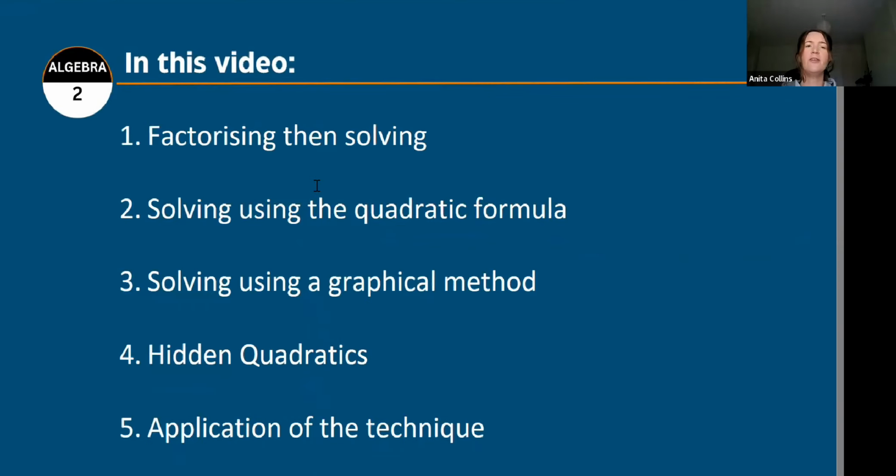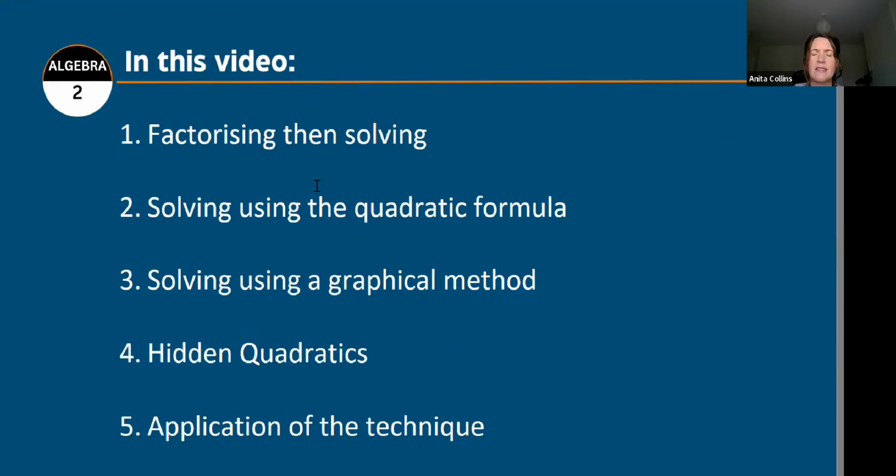So in this video, we're going to look first of all at factorizing and then solving. We're then going to look at using the quadratic formula, which is that minus b formula that you're definitely familiar with from junior cert, and students generally tend to like using it. We're going to look at using a graphical method. Then we're going to see some sneaky hidden quadratics, and we're going to look at applying the technique. So there really is a lot in this lesson. So do take your time to go through each of the videos and make your notes well and do your very, very best with it.